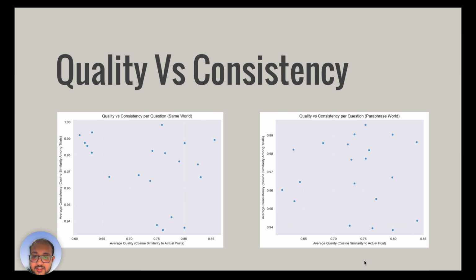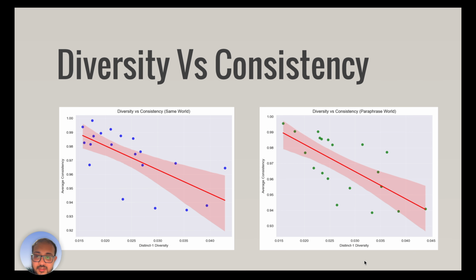For quality versus consistency, we want to be in the top right corner. Most of the points are in the top right corner, which means as quality increases, consistency also increases, which is true here, which is good. As for diversity, we want it the other way around: we want to be in the top left corner, where as consistency increases, diversity decreases, which is also true here, which is good.